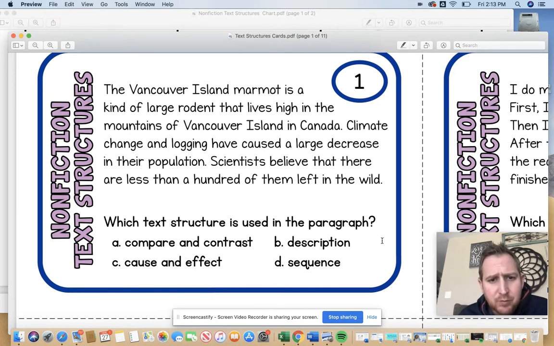Number 1, the Vancouver Island marmot is a kind of large rodent that lives high in the mountains of Vancouver Island in Canada. Climate change and logging have caused a large decrease in their population. Scientists believe that there are less than 100 of them left in the wild. Caused, okay, because. So something happened because of something else. So the correct answer is cause and effect. All right, so hopefully that's the answer you had in your head, cause and effect.